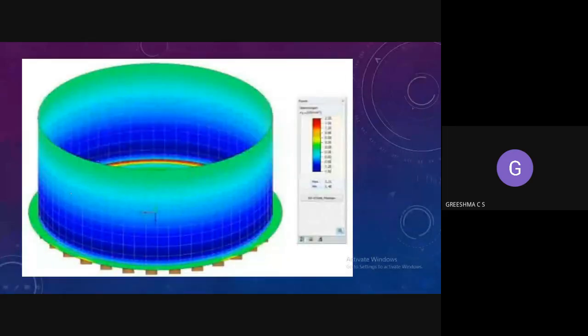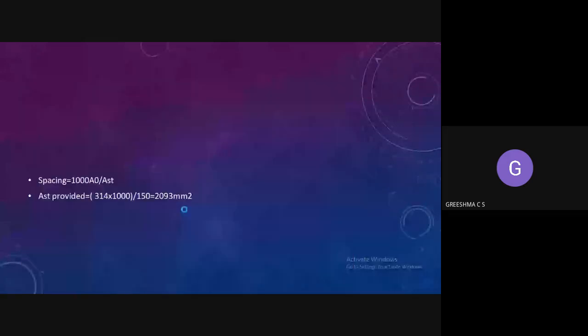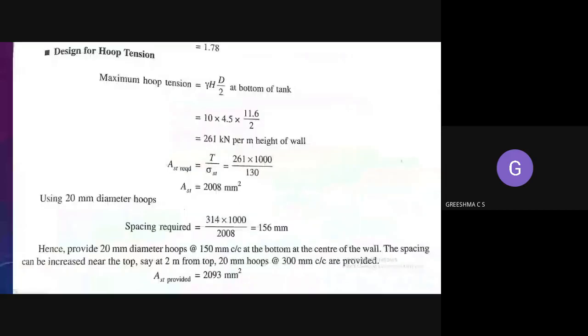So it will be like this. So this is how stresses will be acting. Hoop tension. So you have to find out the hoop tension. The equation for maximum hoop tension is gamma h into d by 2. So you have to study this equation.